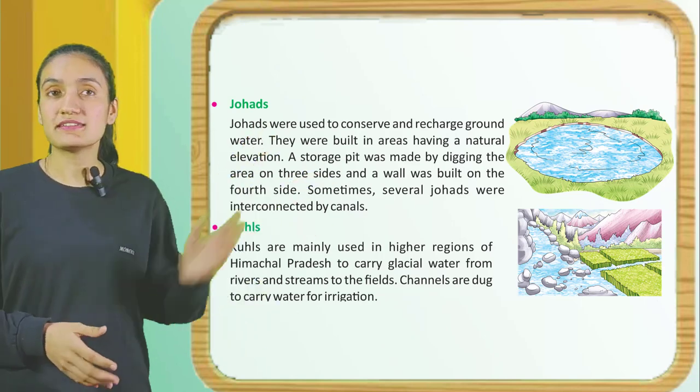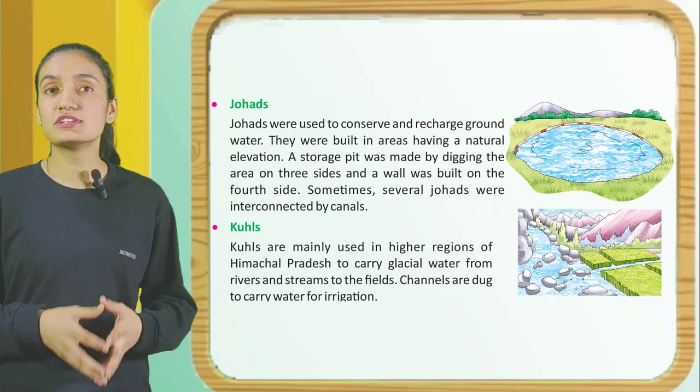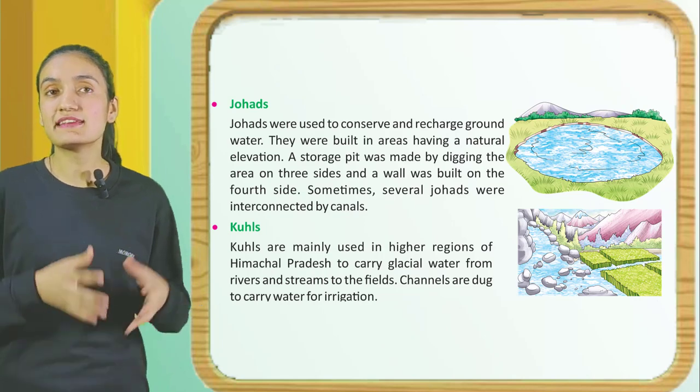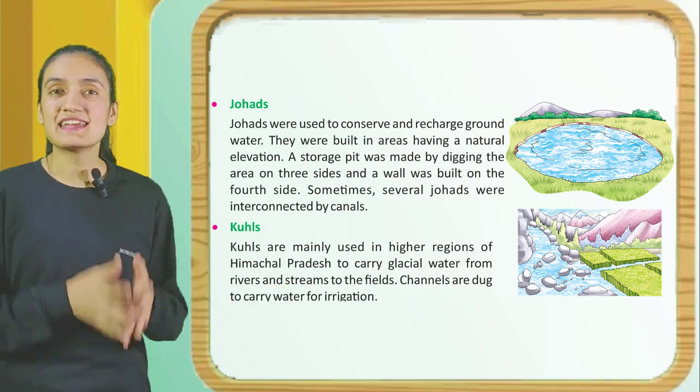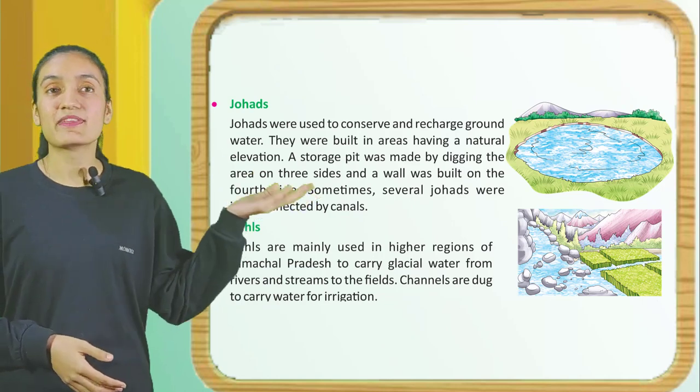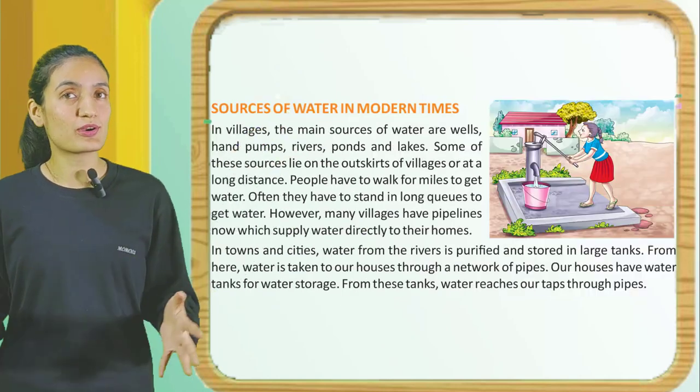Now, kuhis. Kuhis are mainly used in higher regions of Himachal Pradesh to carry glacial water from rivers and streams to the fields. Channels are dug to carry water for irrigation. You can see this in the picture. Now, sources of water in modern times.